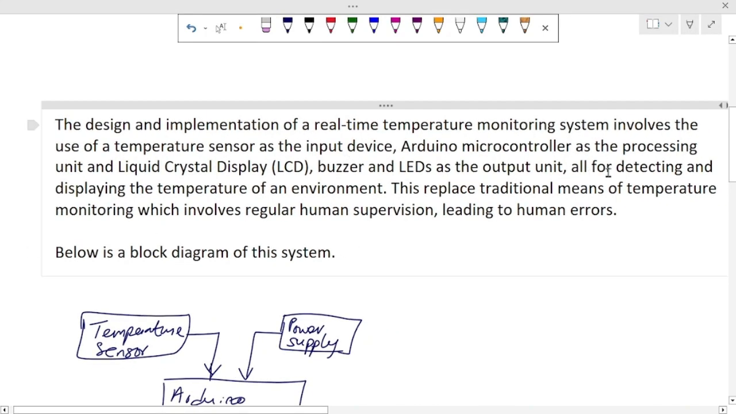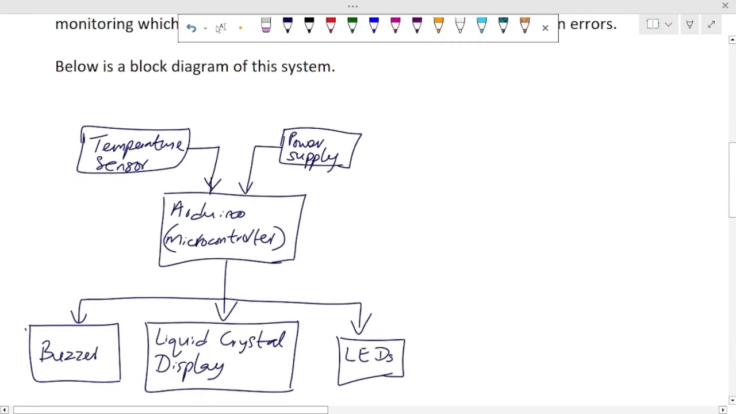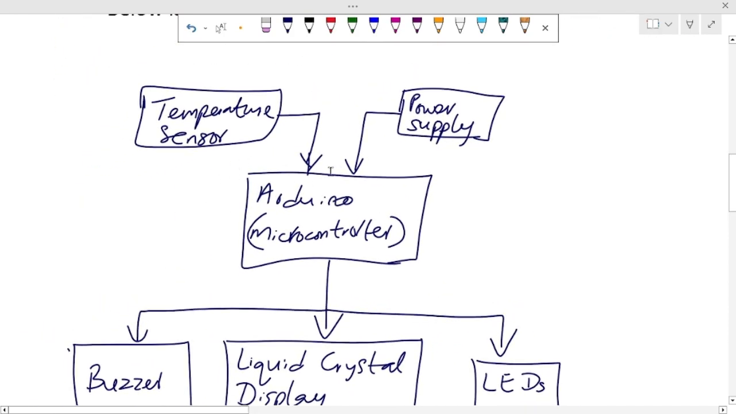Output unit, all for what? Detecting and displaying the temperature of an environment. This replaces traditional means of temperature monitoring, which involves regular human supervision, leading to human what? Errors. So let's look at the block diagram right here. This is the block diagram right here.